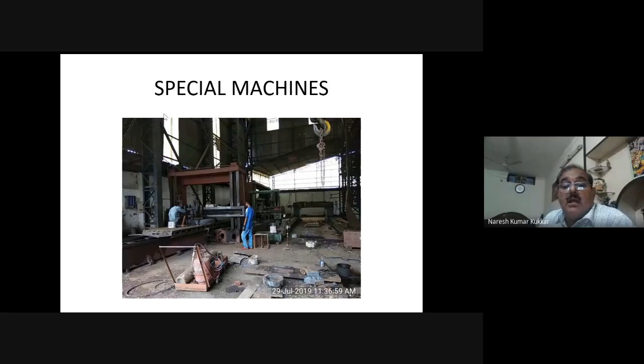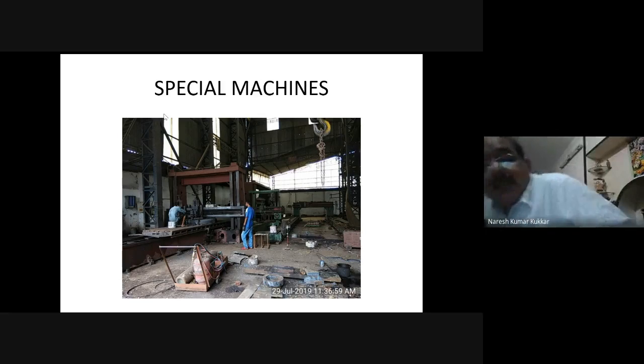Then comes the special machine. We have discussed the planer. These are the 2 planers. This is a planing machine where the workpiece is lying on the table, and between the two columns, the head is moved up and down. So these are special purpose machines. When there is a requirement, you have to create special machines. Then you need special purpose machines, you don't need a general purpose machine.